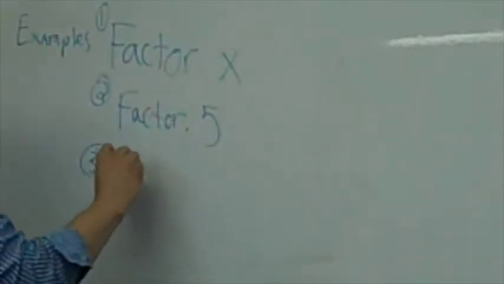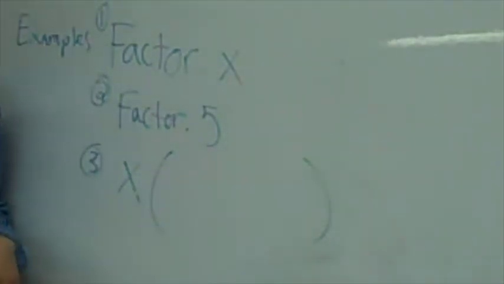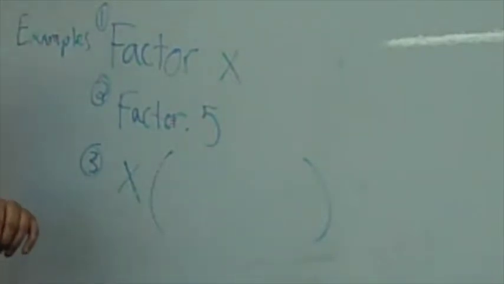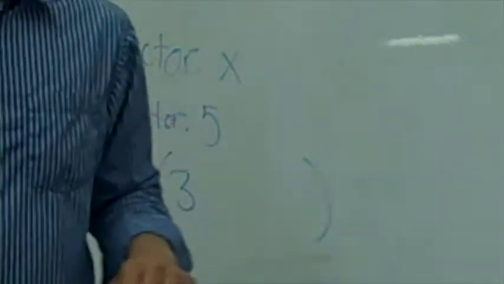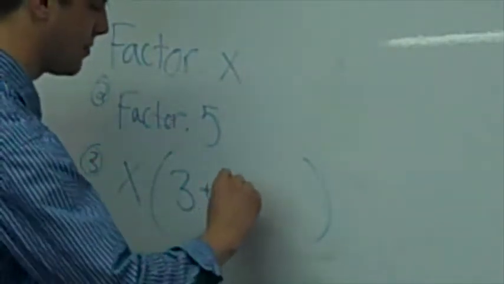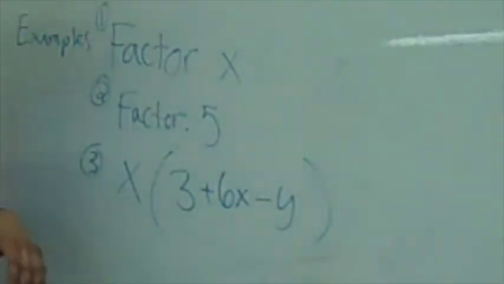And so you divide out an x, and so what's left over inside? We have 3x. We take away an x from 3x, which leaves us with 3. You take away an x from 6x squared. What do we have left? 6x. And take away an x from xy? Minus y. There you go.